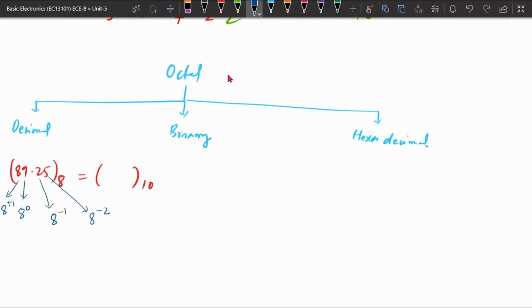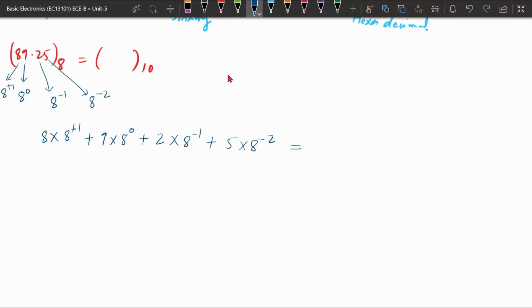So its equivalent we will be writing is 8 multiplied by 8 to the power plus 1, plus 9 multiplied by 8 to the power 0, plus 2 multiplied by 8 to the power minus 1, plus 5 multiplied by 8 to the power minus 2. So whatever its equivalent comes out to be, that will be our equivalent decimal. Okay. Next, this is how we can convert from octal to decimal.